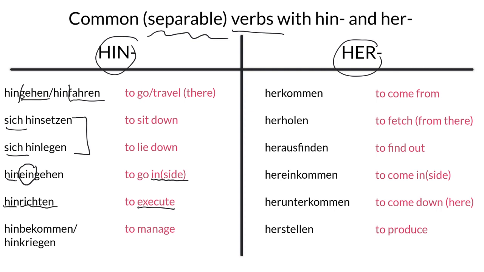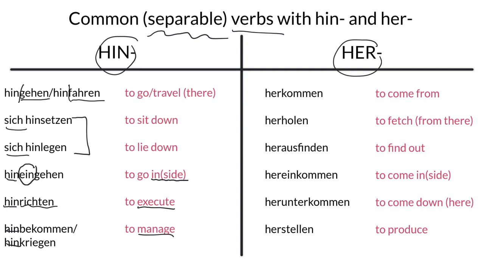And finally, the last example, hinbekommen or hinkriegen, is very colloquial. They both mean the same thing, to manage. And we're using this hin because we're getting something from where it currently is not to where it is. We're getting something done.